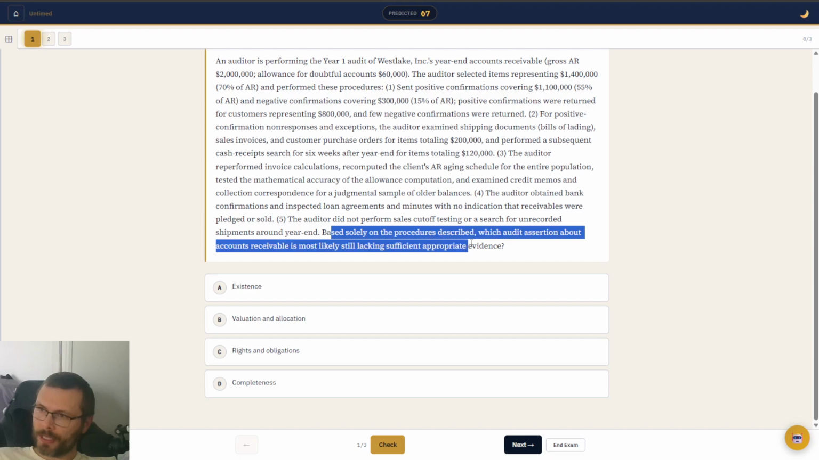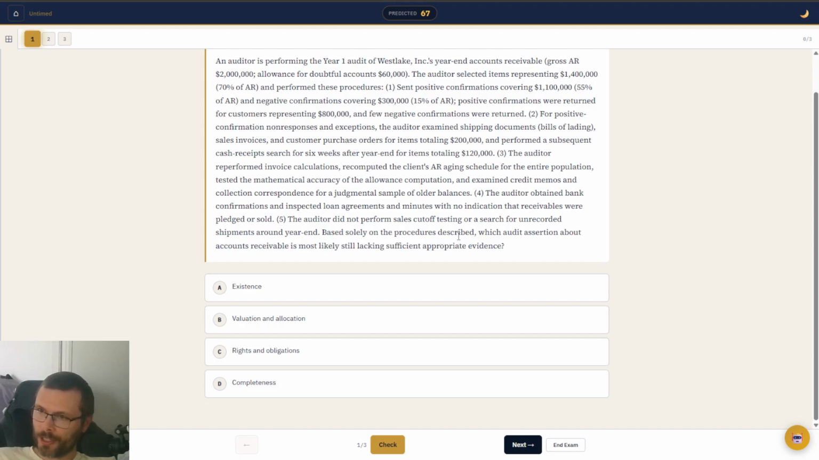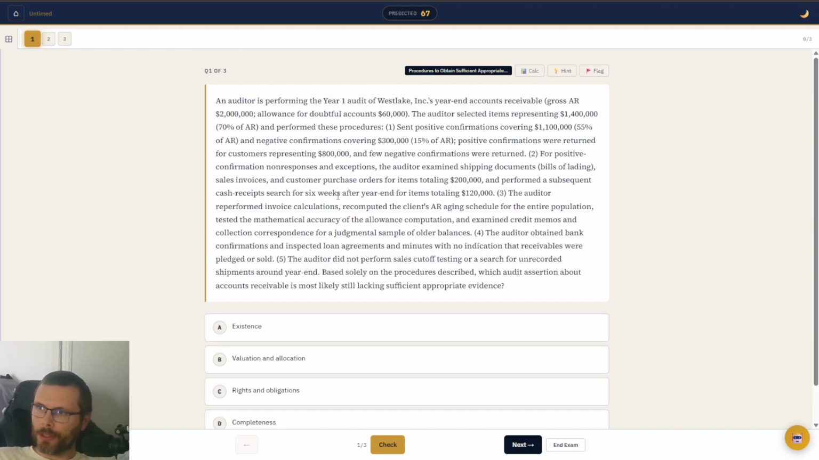Based solely on the procedures described, which audit assertion about accounts receivable is most likely still lacking sufficient appropriate audit evidence? Okay, and then they give us some assertions: existence, valuation, rights, completeness. That doesn't really matter. What they're asking is, the auditor did a bunch of procedures, and for one of them they still lack evidence. So one of them they didn't do. So go back and look for the procedures that they did perform.